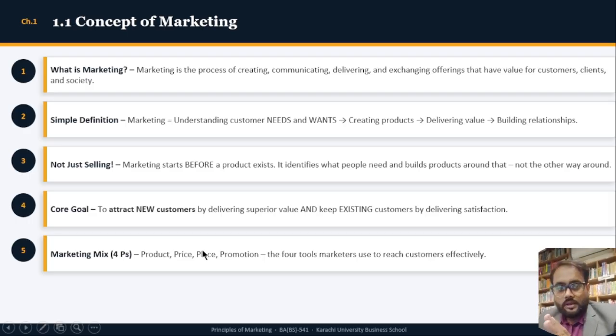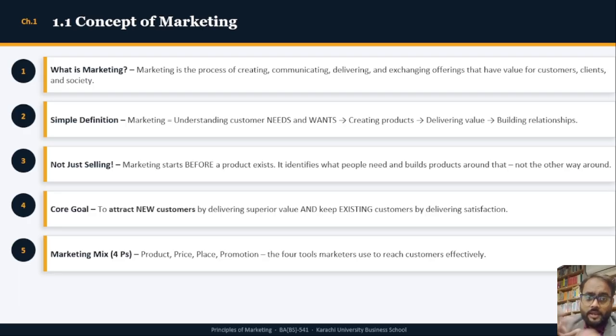Okay, the fifth point is the marketing mix, or you can say the four Ps of marketing. Four Ps of marketing means you are talking about product, price, place, and promotion. All those things combined together create the four Ps of marketing.